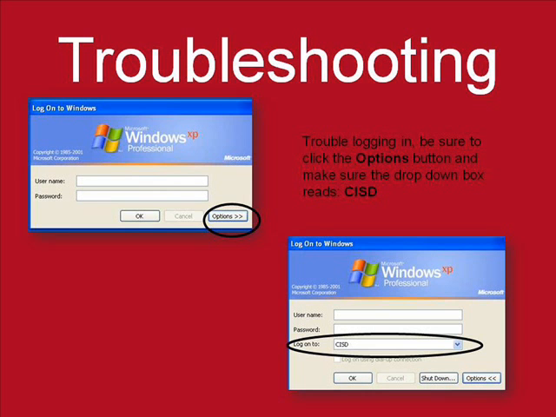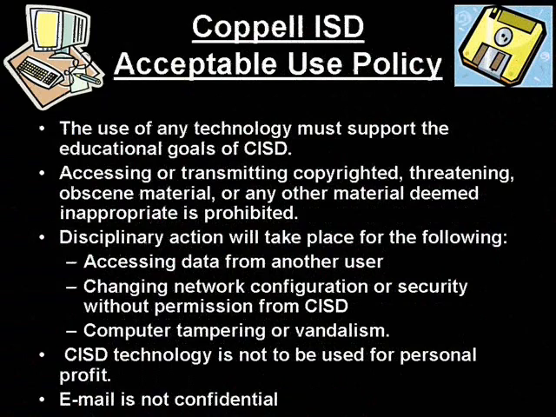If you're having problems logging in, here are a few things that you can do to help troubleshoot. Click on the Options button on the bottom right hand of the login screen. Then be sure that in the third box it reads CISD. Then click on OK. If you're still having problems, restart your computer.